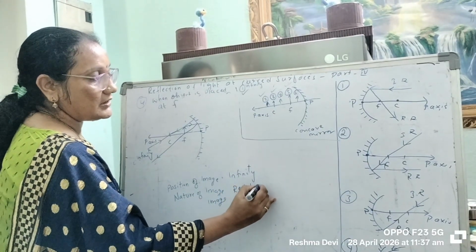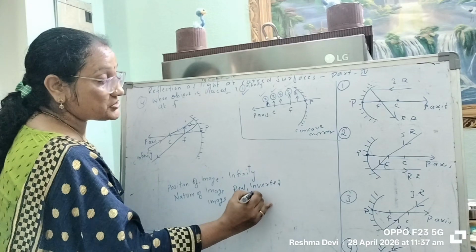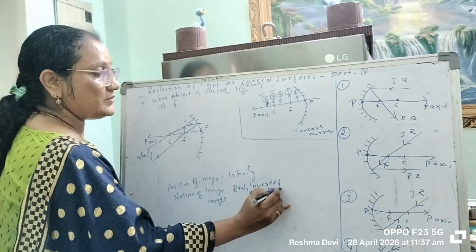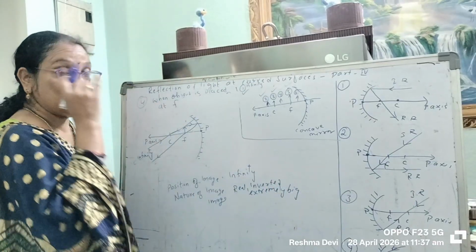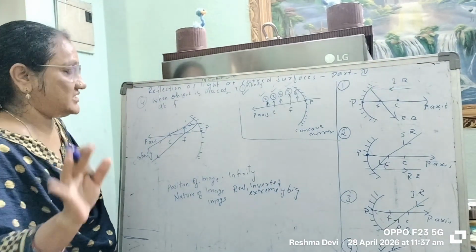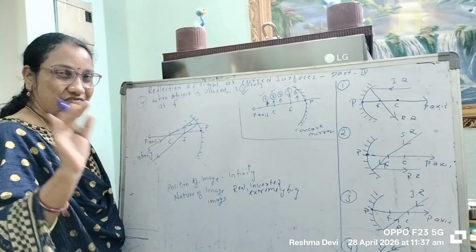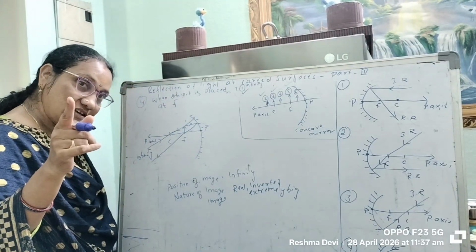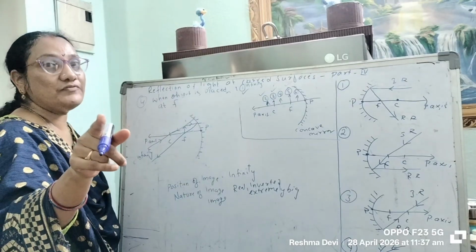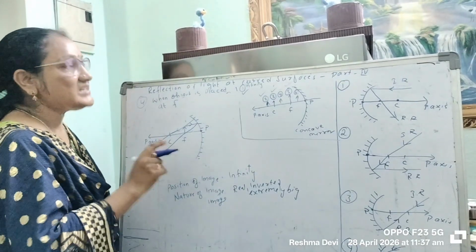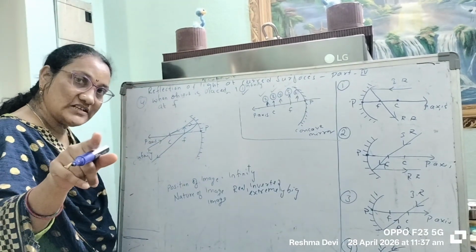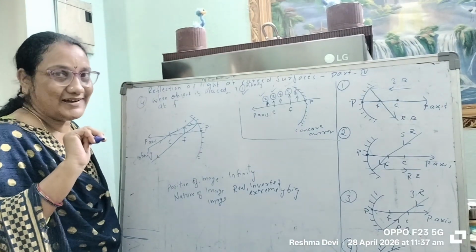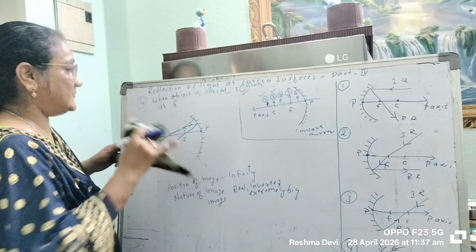Real, inverted, extremely big. Extremely big. Image size is extremely bigger than the object size. Position of image infinity. Now see case 1. When object is at infinity, image is formed at focus. And case 5. When object is at focus, image forms at infinity. Quite opposite. Alright. Now next one.